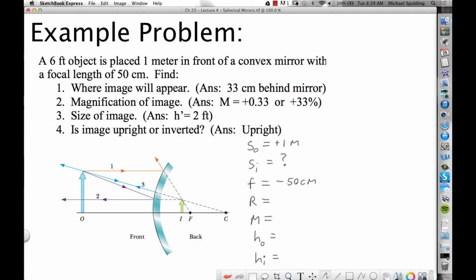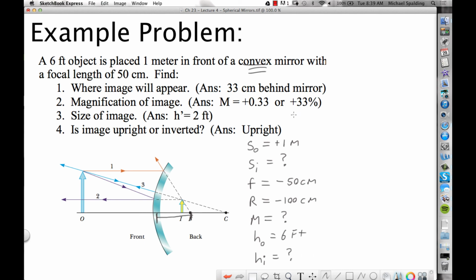Focal length is negative 50 centimeters. You got to be paying attention here. This is a convex mirror. Where is the focal length for this mirror? In front or in back? It's in back, so it's minus, right? You got to make it negative. Radius of curvature is just double the focal length. That'd be negative 100. Magnification, question mark. Height of the object, 6 feet. Height of the image, question mark.